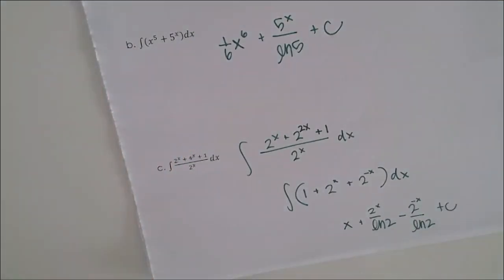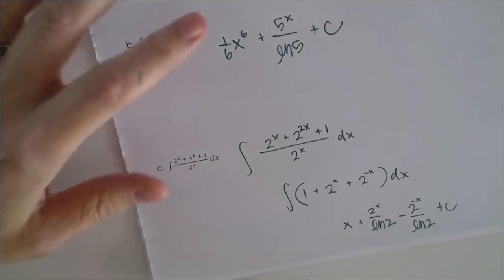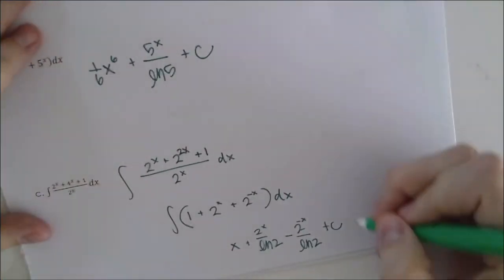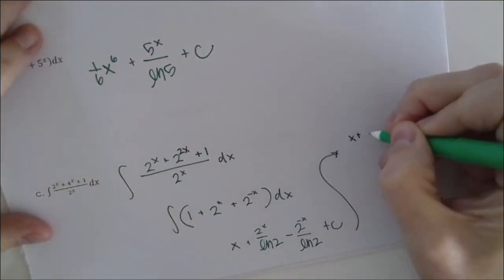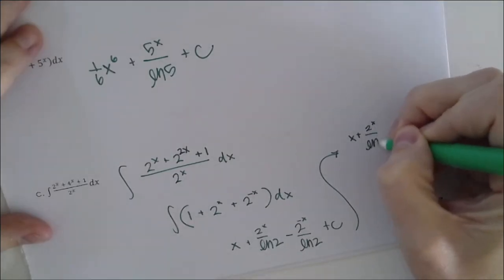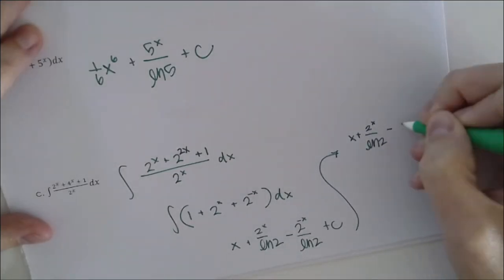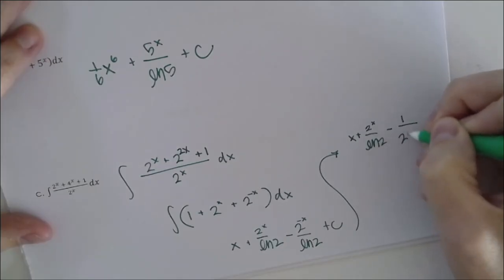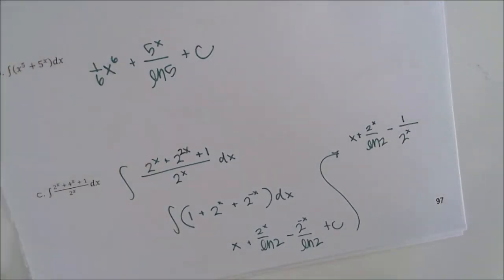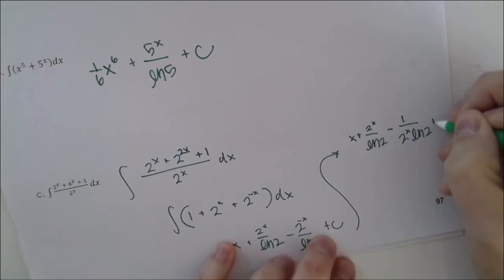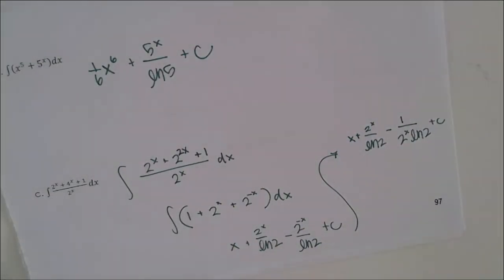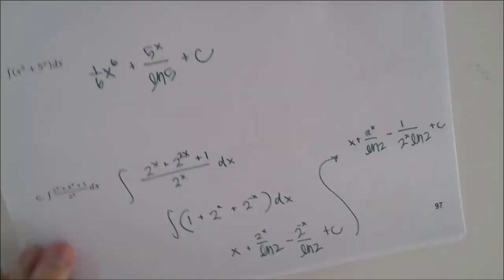And then we really don't want to keep our powers negative, so we're going to simplify that a little bit. I'll come up here and write it. So x plus 2 to the power of x over natural log of 2 minus 1 over 2 to the power of x, when that drops down because of the negative exponent, natural log of 2 plus our c. So that would look a little bit better. Not much, but a little.